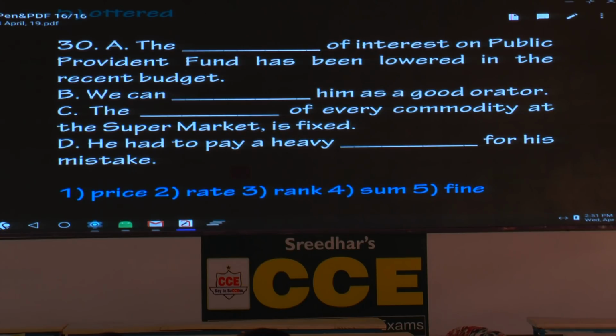Here, this is a good expression, please write the word. He had to pay a heavy price, means what? To face the consequences. Please write the meaning of that. Pay a heavy price means to face the consequences.